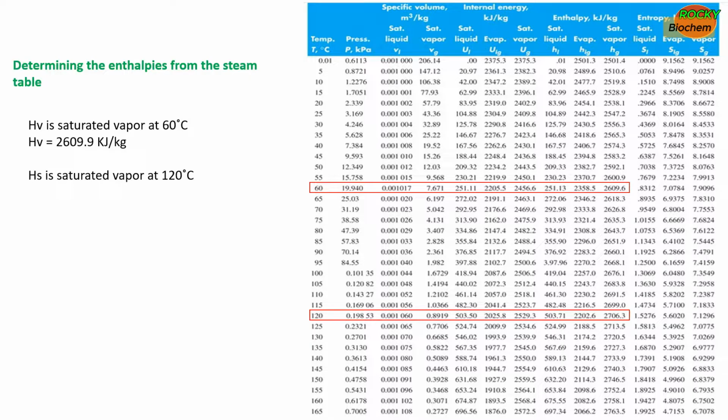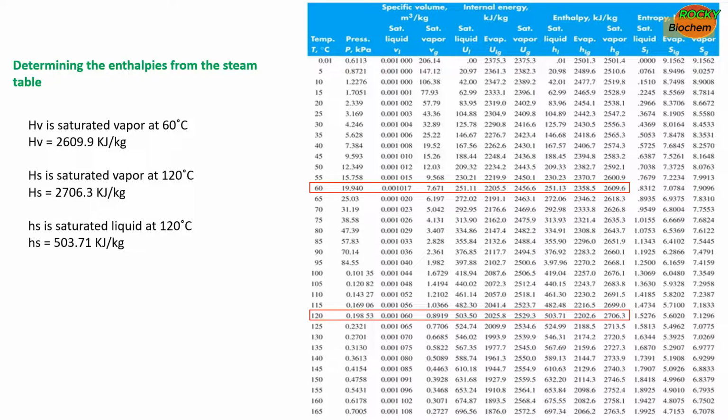So we can get this to be equal to 2706.3 kilojoule per kilogram. And then lastly, the hs represents the saturated liquid that exited the chamber after the condensation of the steam. The steam condensed, and then after condensation, we are having a saturated liquid. So this is the only enthalpy that we would determine from the saturated liquid column. Aside this, all the other enthalpies are determined from the saturated vapor column. So we get it from the saturated liquid column to be equal to 503.71 kilojoule per kilogram.